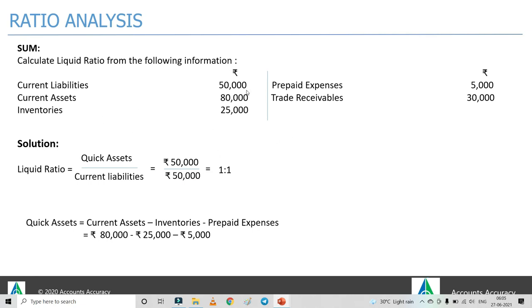Now your current liability is already provided, so you can get your liquidity ratio. Quick asset divided by current liability, that is 50,000 by 50,000, gives you a 1:1 ratio, that is your liquidity ratio.